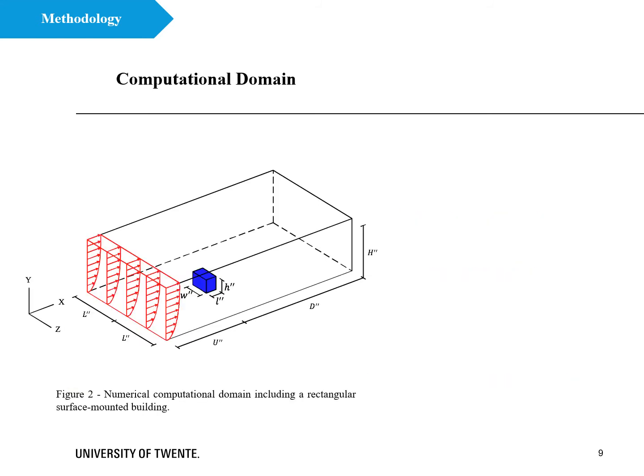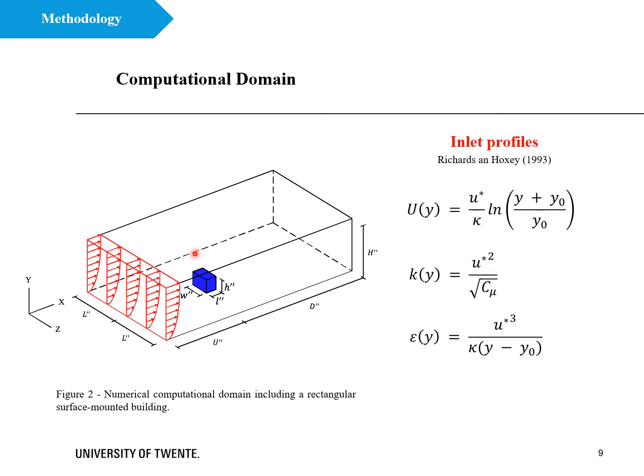Next slide shows the computational domain. A three-dimensional rectangular domain is considered for modeling airflow patterns around an isolated building which is located inside the domain. Considering the neutral stratification conditions, fully developed profiles of mean wind speed and turbulence quantities, including turbulence kinetic energy and turbulence dissipation rate, are applied at the inlet of the domain here.